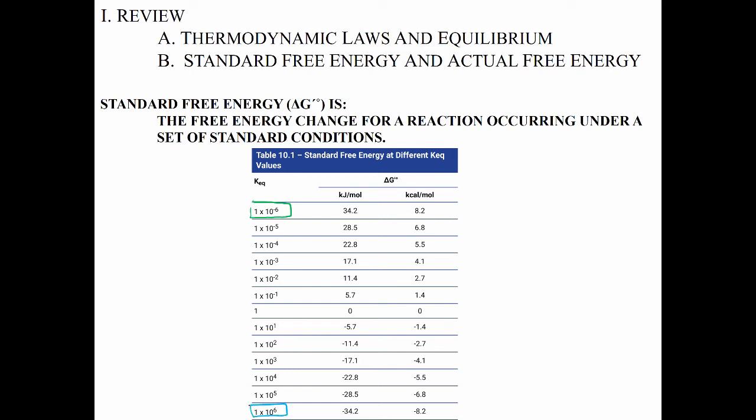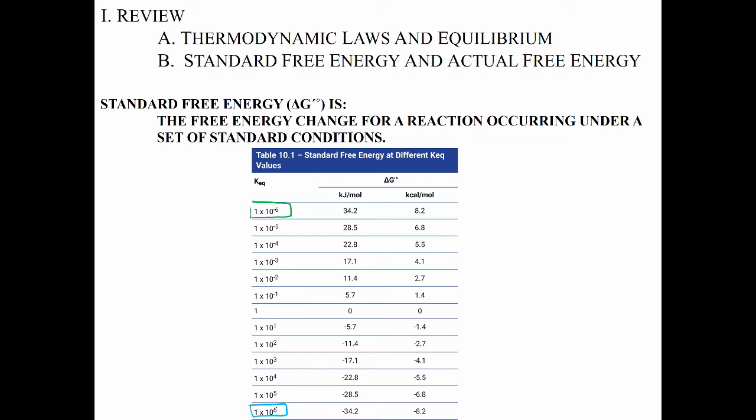Two ends of the spectrum. There are 12 orders of magnitude apart from each other. The reaction in green represents a reaction that is very endergonic. It has a driving force to make reactants to reach equilibrium. It heavily favors reactants. The opposite would be true of the one in blue. It has a driving force to make products to reach equilibrium. It heavily favors products at equilibrium. So those are our two ends of the spectrum.